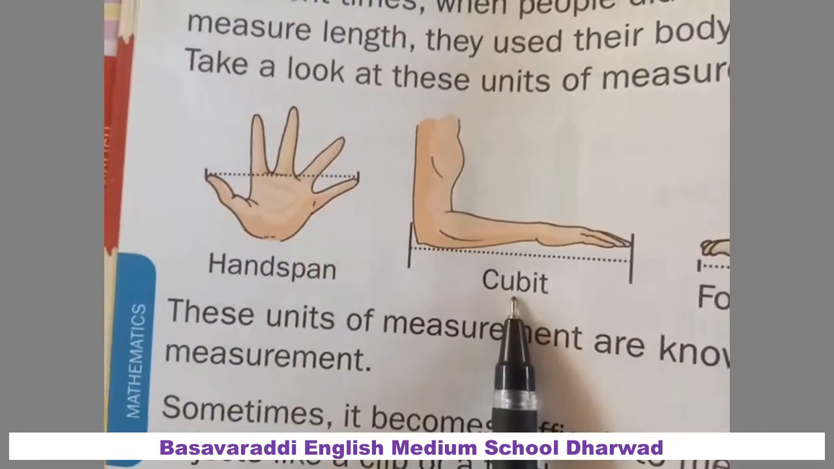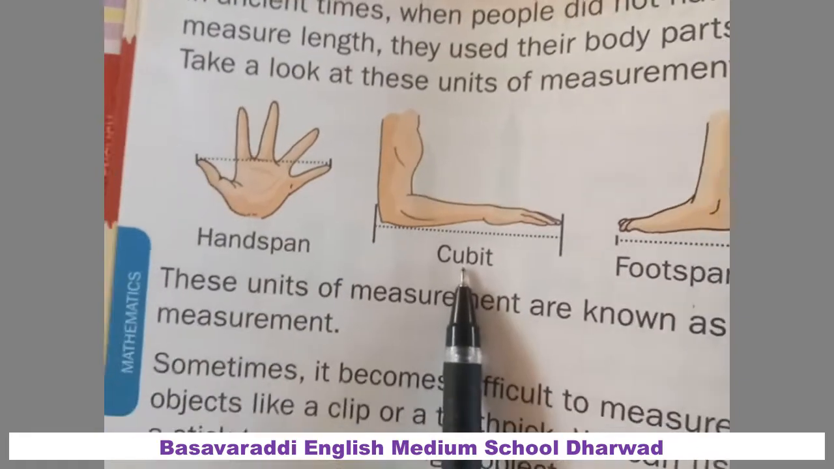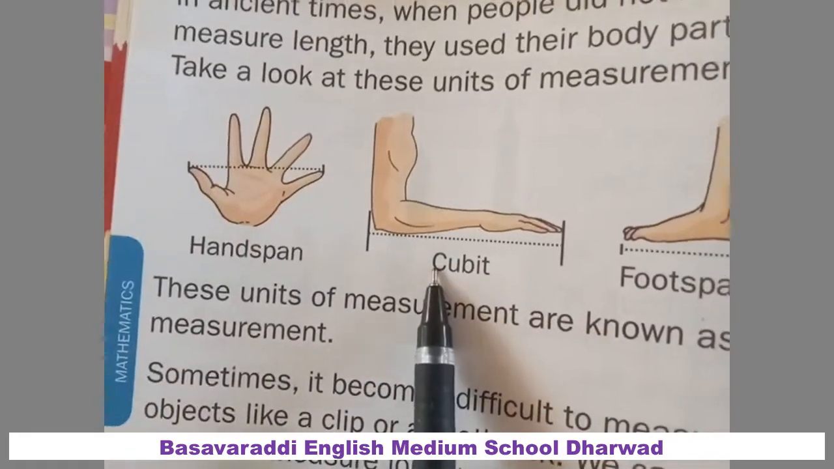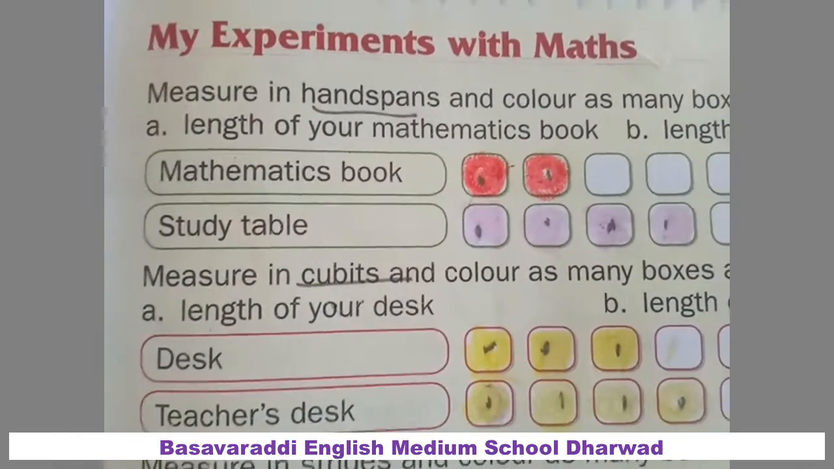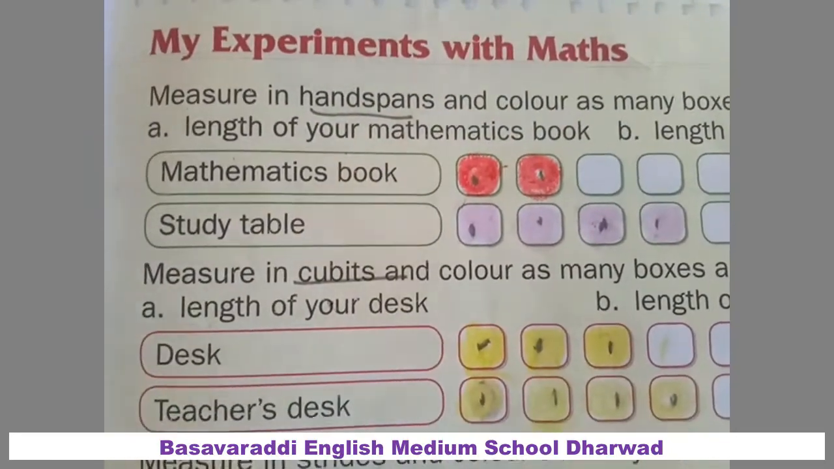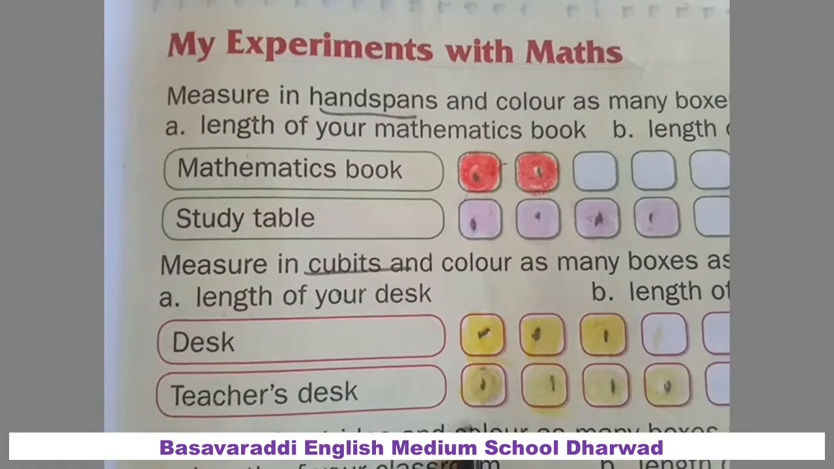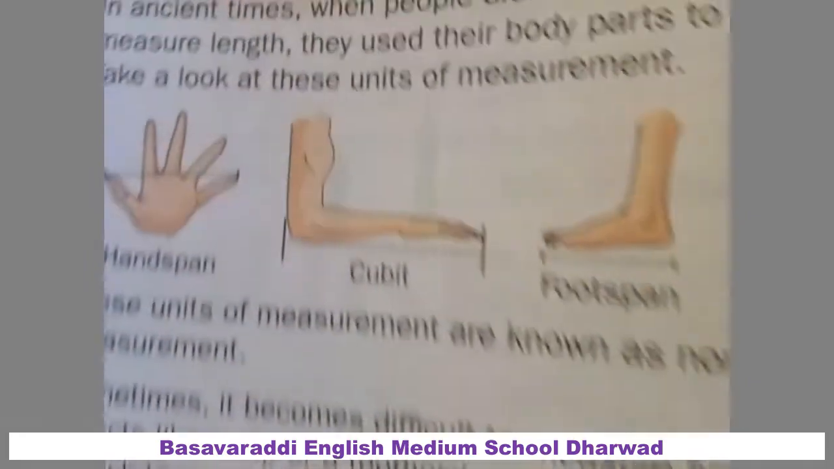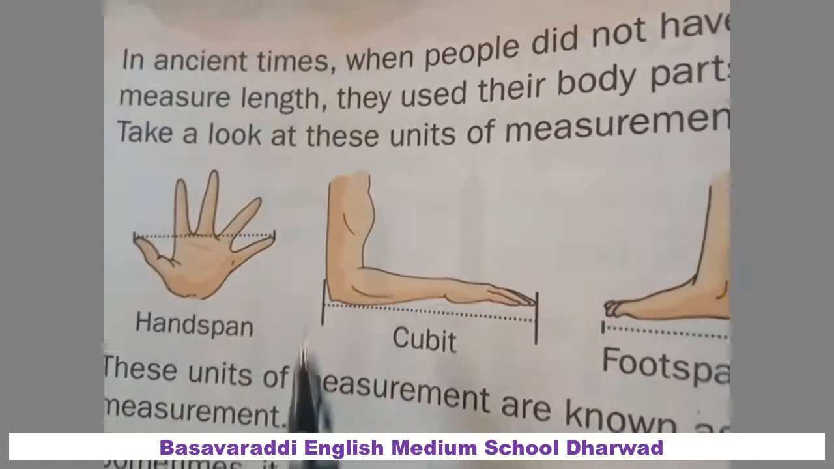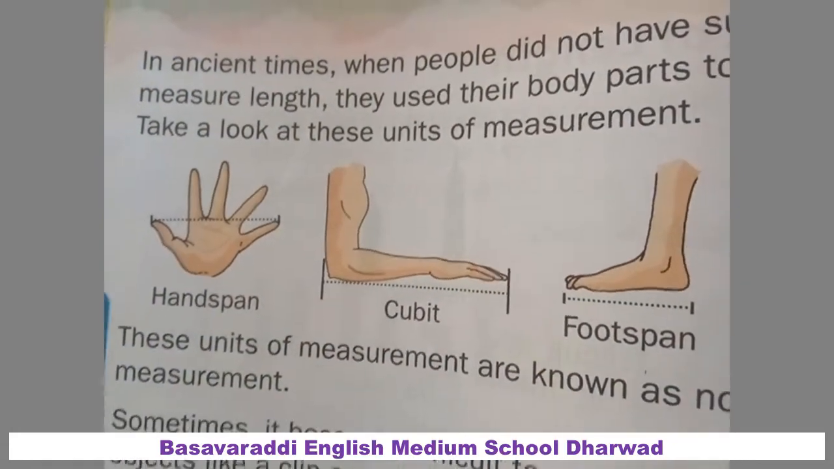The cubit is what they are telling. You have to measure the desk. So how many is that? That is a 3 coming. So you have to color the 3. Teacher desk. Teacher desk is long, no? So how are you measuring? Measuring with what? That is a cubit. Like this you have to measure, 1, 2, 3, like this.